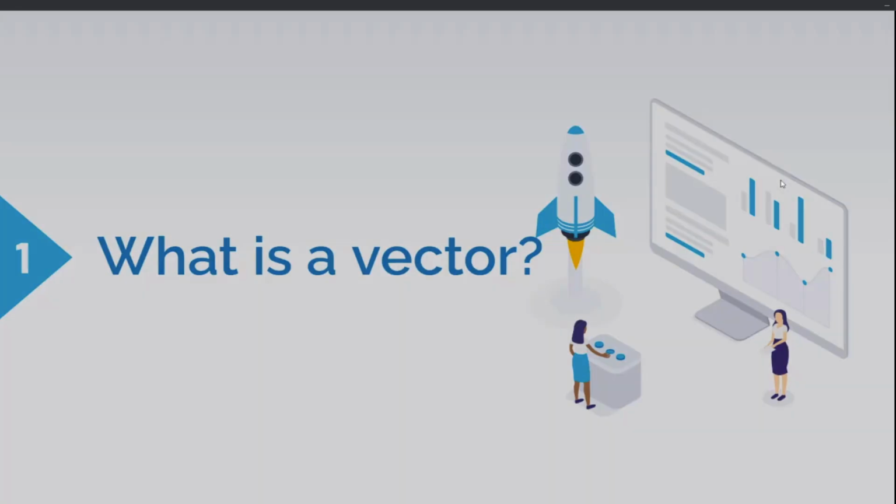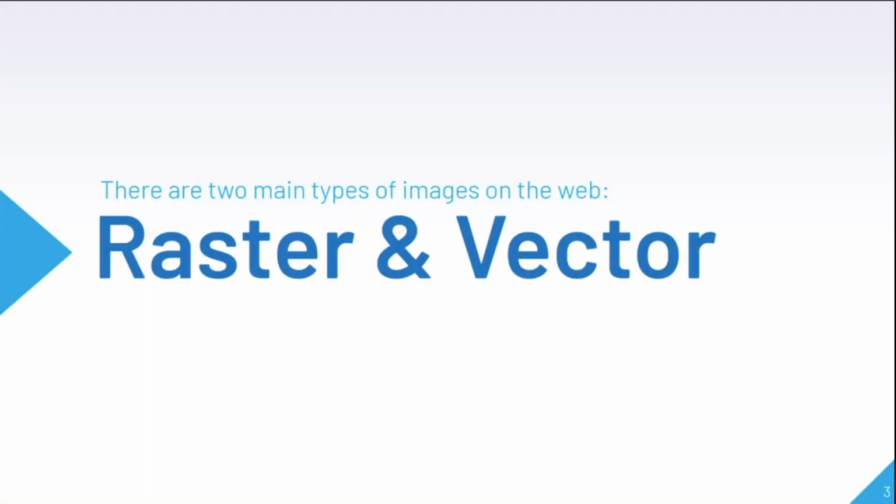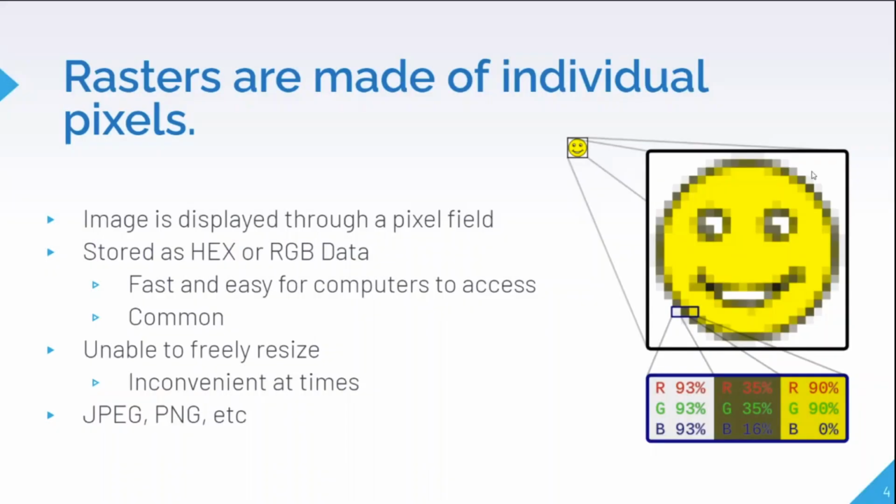There are actually two main types of images that you can find on the web, differentiated between raster and vector. And you may wonder, what are these two? So let's look at raster images in more detail.